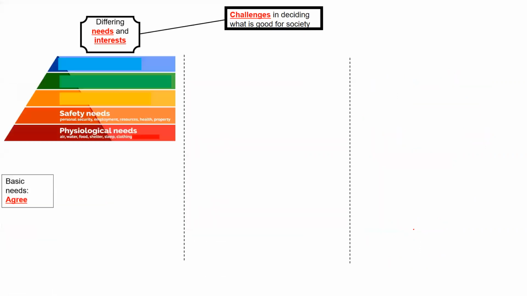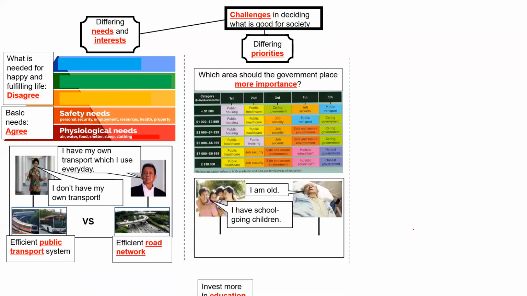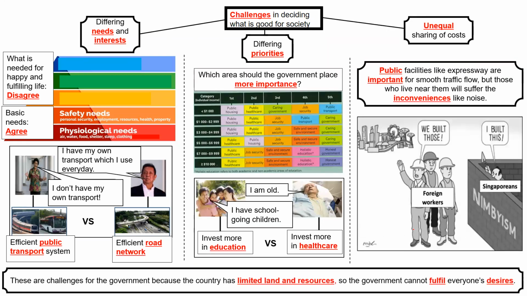Okay, so factor 1, I shall go through very quickly. You should see from the get-go, there are 3 big challenges that you should know of. These are the big concepts of this chapter, which means the essay question can also be set based on these 3 factors. Maybe I can ask you, between differing needs and interests and unequal sharing of costs, which is a greater challenge in deciding what is good for society. So you need to know what these factors mean.